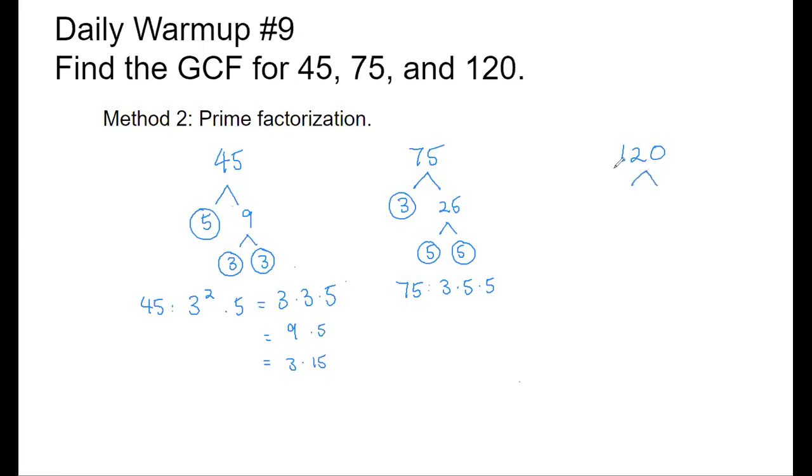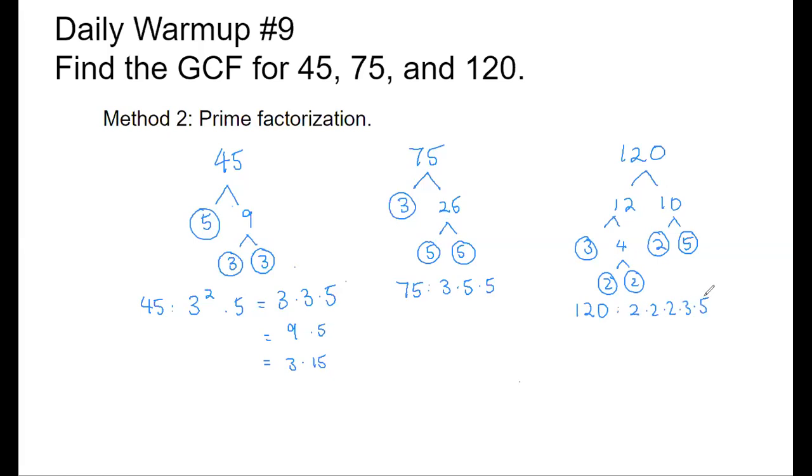120. That's 12 times 10. And so with prime factorization, you could start anywhere. Doing the factor tree, you could start anywhere. I don't have to start with 2. I could start with 10. Break 10 up, that's 2 times 5. 12, that's 3 and 4. 4, that's 2 times 2. Okay, so 120 is 2 times 2 times 2 times 3 times 5.